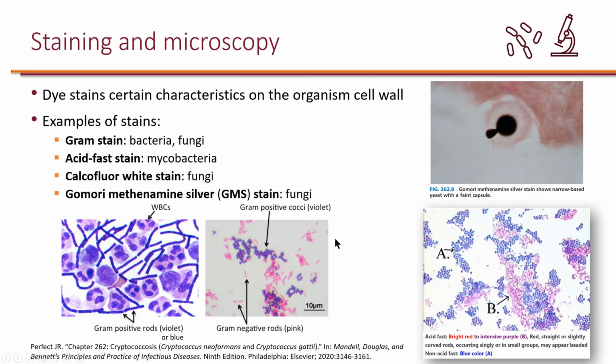Now let's take a look at some of these staining and microscopy techniques. As I mentioned, the Gram stain is the most commonly used technique, and this technique can stain bacteria, but also some fungi species can also get stained. Certain bacteria, most importantly mycobacteria, do not get stained using Gram stain, so acid-fast is what we use. And then there are specific techniques that are used when it comes to different types of fungal species.